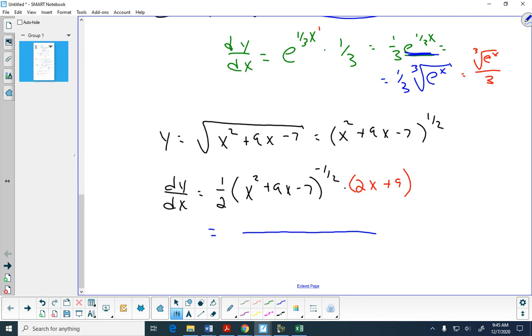Anything with a negative exponent is going to go to the bottom. If I ever have a fraction, the 2 will also drop to the bottom, so this will drop down to the bottom, give me 2. I have a negative exponent here, so this is going to get the square root of x squared plus 9x minus 7. And this has no negative exponent to it, so this is going to go on top: 2x plus 9. So we have 2x plus 9 over 2 square root of x squared plus 9x minus 7.